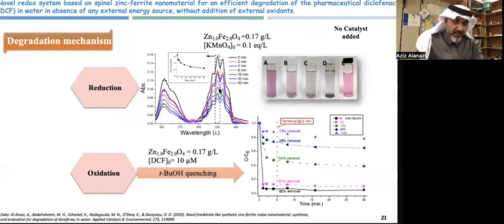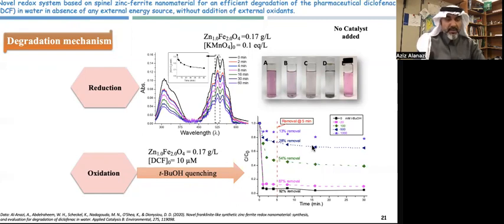So we developed our catalyst for reduction and oxidation. We showed that we are able to reduce the oxidizing agent potassium permanganate, and we were able to show by the naked eye the color change with the catalyst. Here we have no catalyst added, and here, once we add the catalyst, going from A to B, C, D, you can see how the color changed.